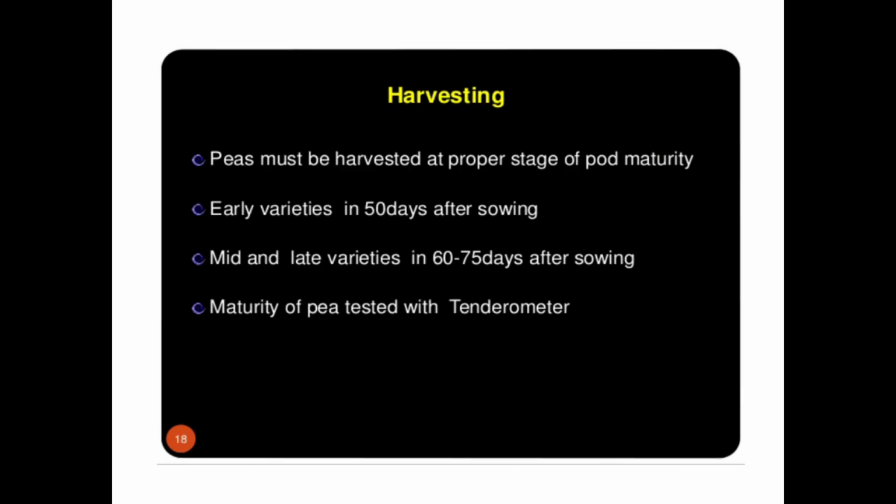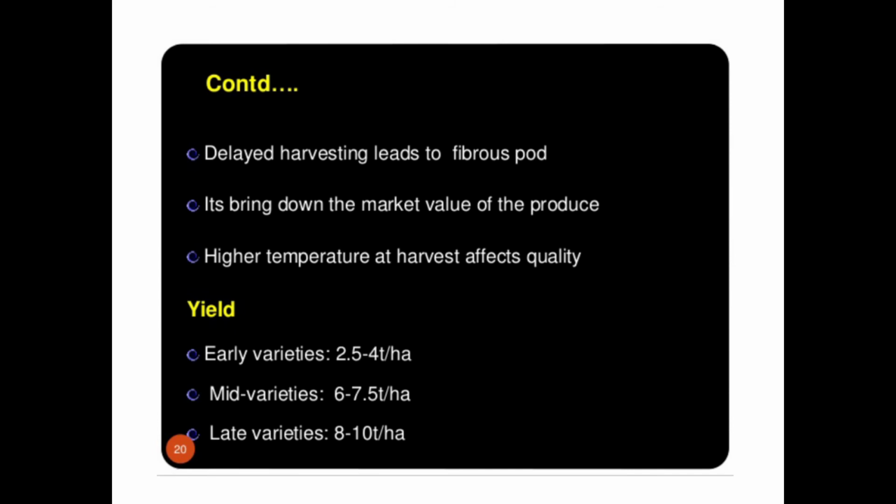The next, harvesting. Peas must be harvested at the proper stage of pod maturity. Early varieties at 50 days after sowing. Mid and late varieties 60 to 75 days after sowing. Maturity of pea is tested with a tenderometer. Delayed harvesting leads to fibrous pods, which brings down the market value of the produce. Higher temperature at harvest affects the quality.